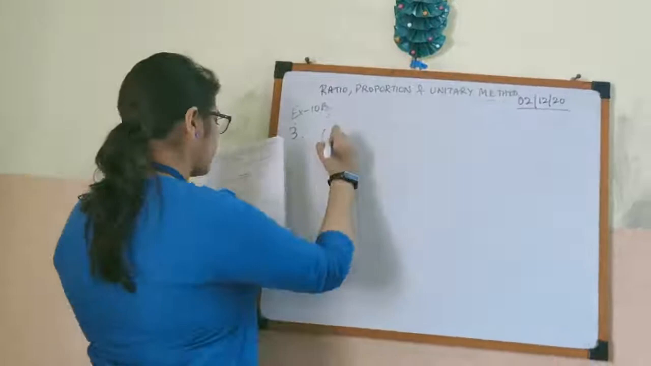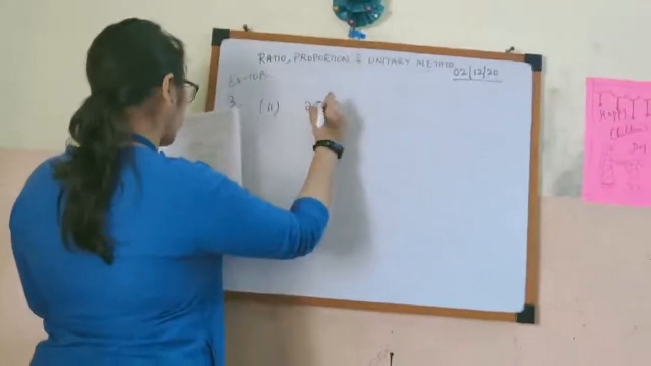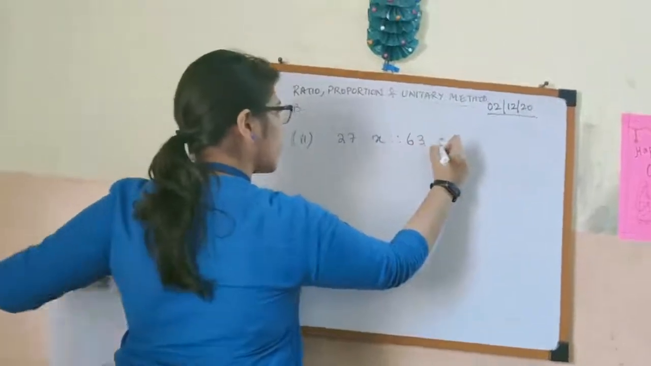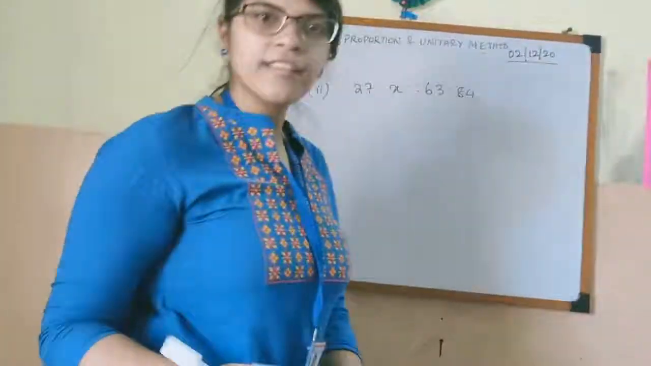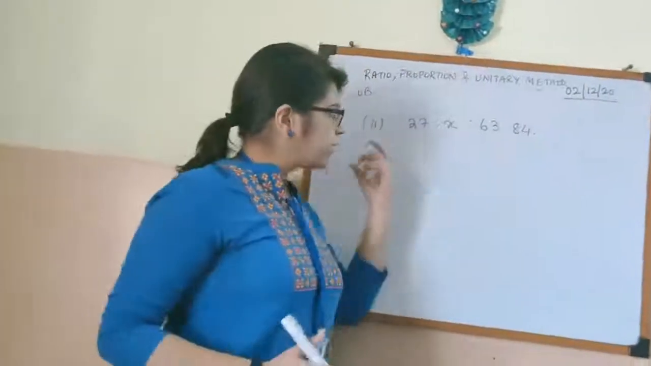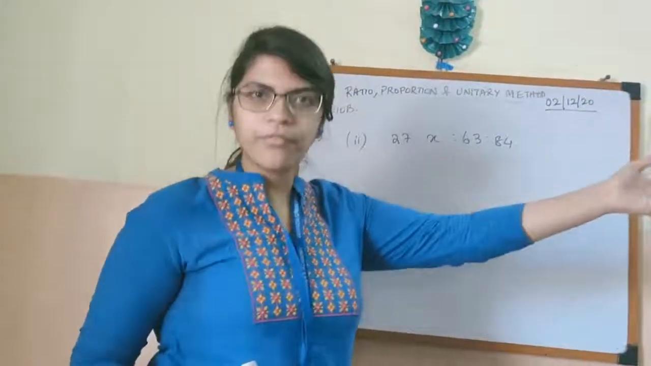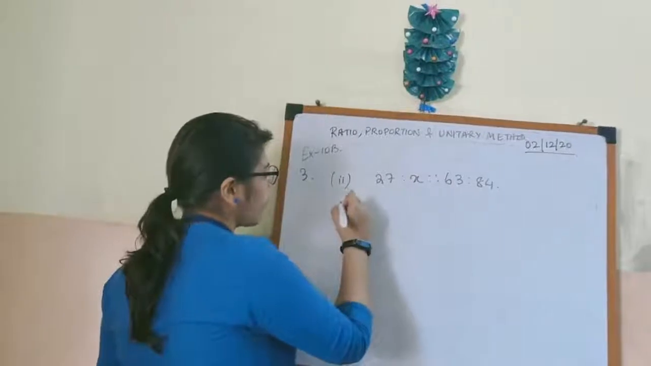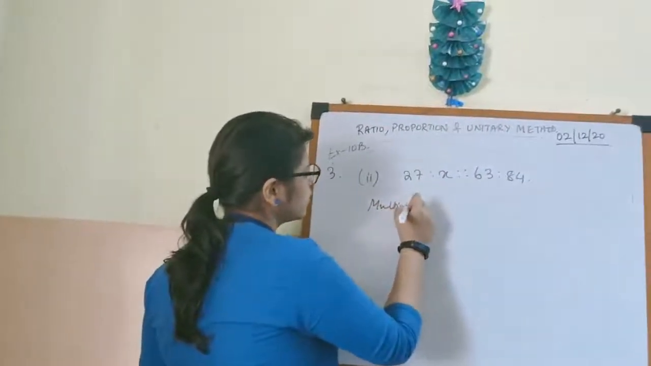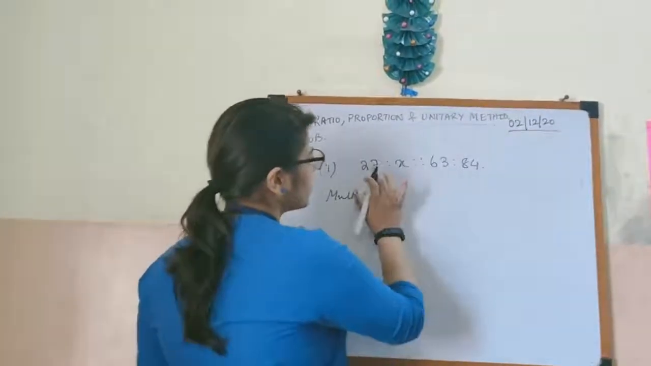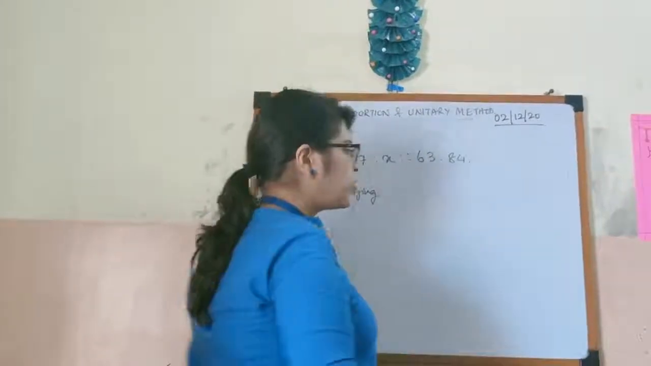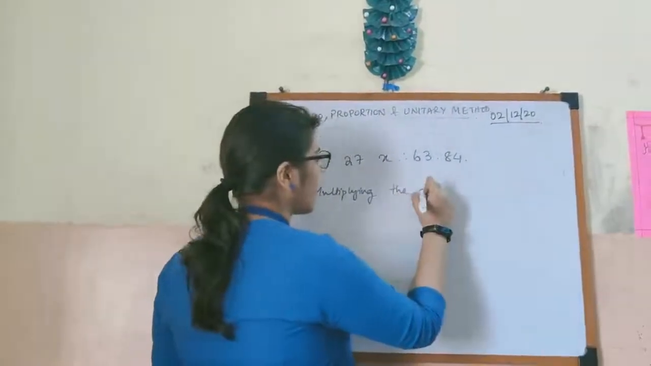Sum number 3, I am taking number 2. We have 27 is to x, proportionate to 63 is to 84. So this is just like the sum I have done in the proportion concept. I have explained this type of sum. So how will you do? You can write that multiplying. In this case you have to multiply the first and the last term again. Instead of first and fourth term, you can also write multiplying the extremes.